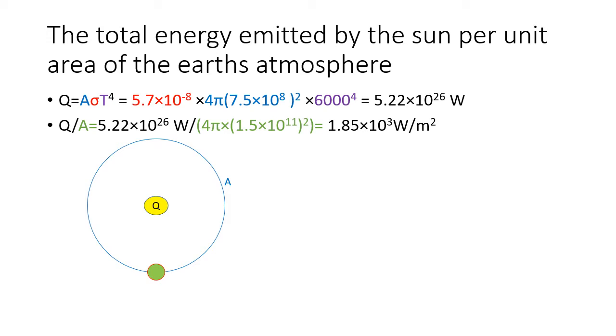As you can see, the Earth rotates around the sun at this given distance. If you were to create a sphere around the sun with a radius equal to the Earth's distance from the sun, the total area of that sphere is the area that the sun's energy is spread over. So if you divide the sun's total energy by the sphere made from the Earth's orbit, that gives you an amount of energy or power per unit area, and that's what we've done here. We've taken our Q from before and divided it by the area of the sphere created by the Earth's orbit.